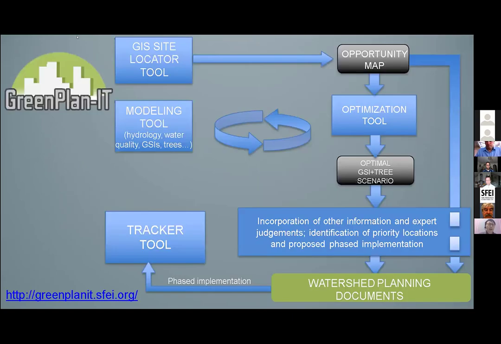So our next step will be using the Green Planet tool that we developed to figure out if there's an optimal GSI plus tree scenario in the stormwater management. So the Green Planet tool is a set of tools. It has a GSI site locator tool that can give you all the opportunities within the AOI where you can implement the GSIs and plant trees.